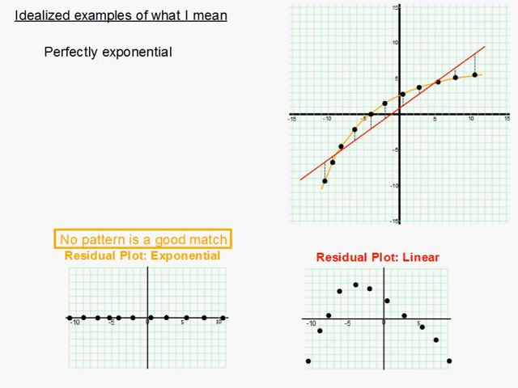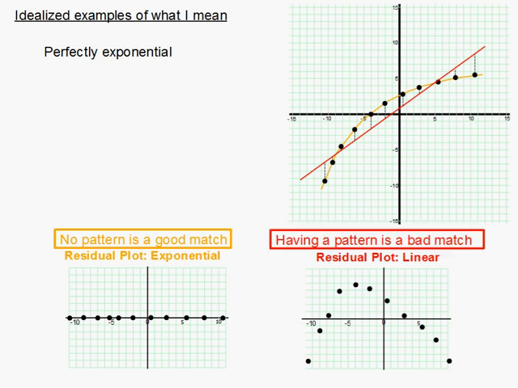So what we can say is that when there's no pattern, that means there's a good match. It means that the behavior of our regression line matches the behavior of our data. Where if we see some kind of pattern, that means that the underlying behavior of the data and the regression line seem to be different. That's what generates this kind of pattern.